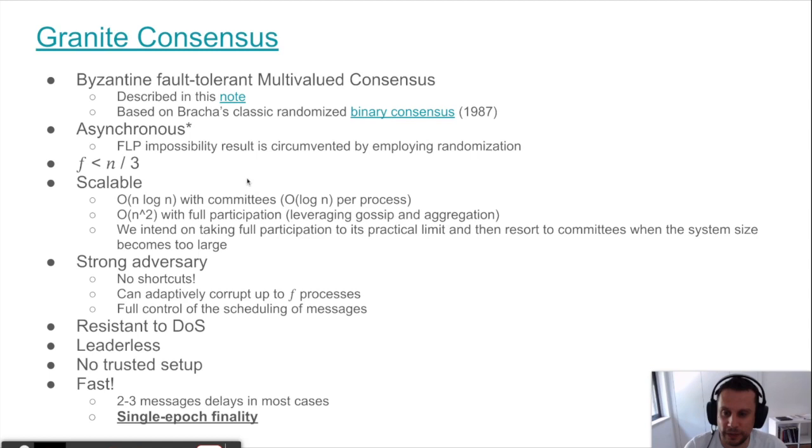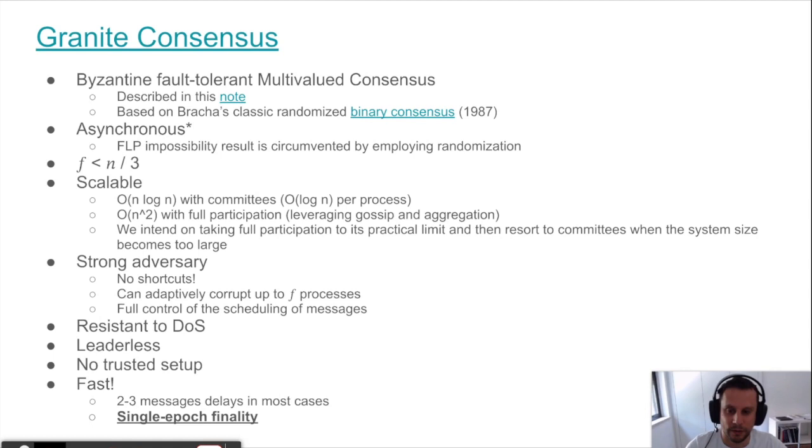It has optimal resilience, meaning you can tolerate up to just less than a third of Byzantine nodes. We're going to design and implement it in a way that is scalable. We're aiming at the algorithm having a communication complexity of log n per process using committees, these are Algorand style committees, or O(n squared) if we use full participation. But in each case, we'll use clever engineering solutions that leverage gossip and aggregation to implement it efficiently. And the idea here is that we intend on taking full participation to its practical limit, whatever the number of nodes might be, and then resort to large committees when the system size becomes too large.